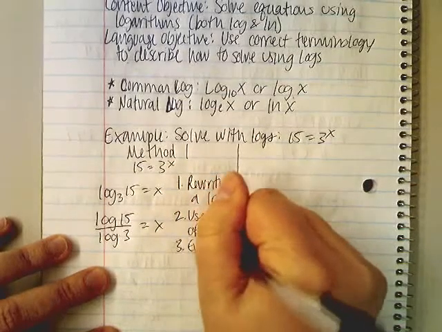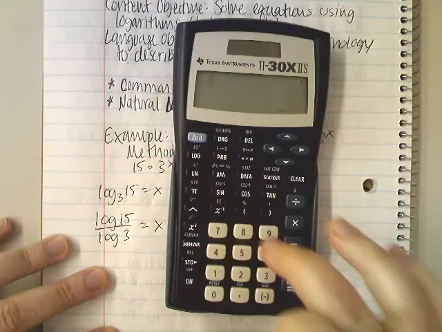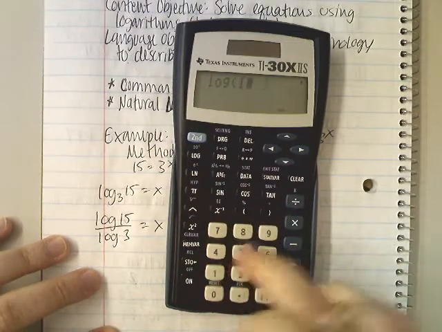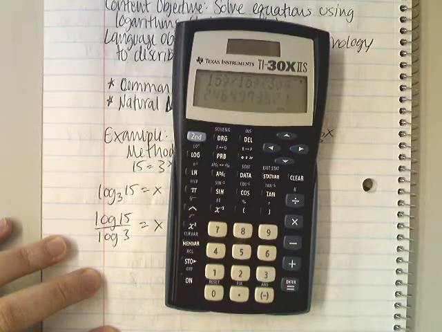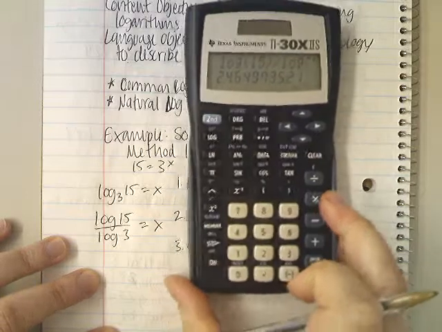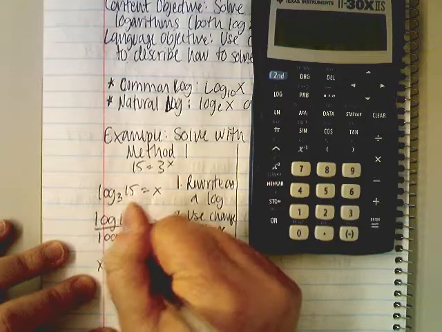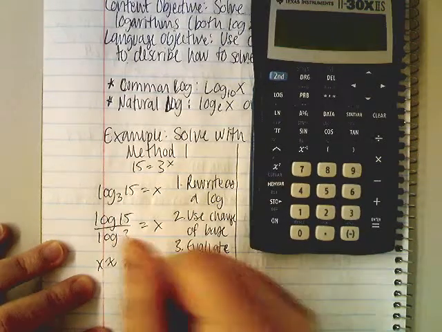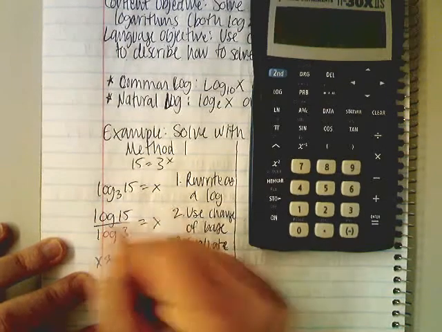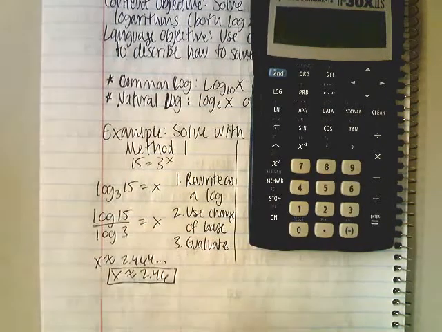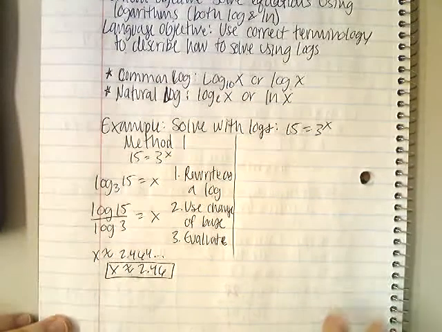So I'll show you how to do this on a calculator today if you have not tried it on your own yet. If I have this, I can now type in log of 15 divided by log of 3 equals 2.4649. So then I get x equals approximately 2.464, and so on. So I'm going to round this to approximately 2.46 as my final answer. So that's our first method for using this.